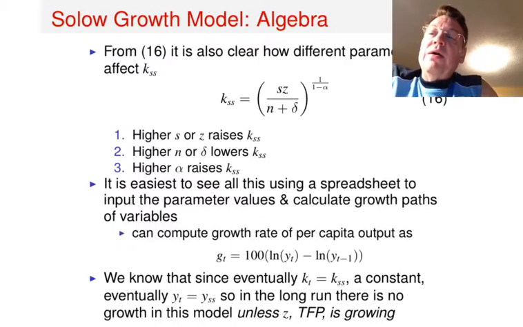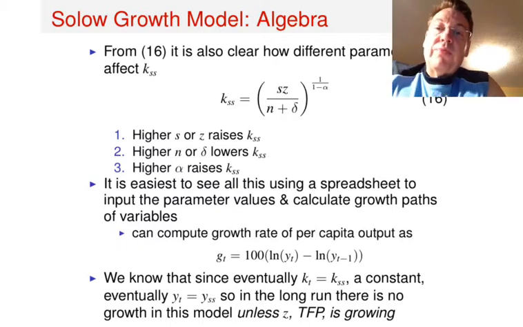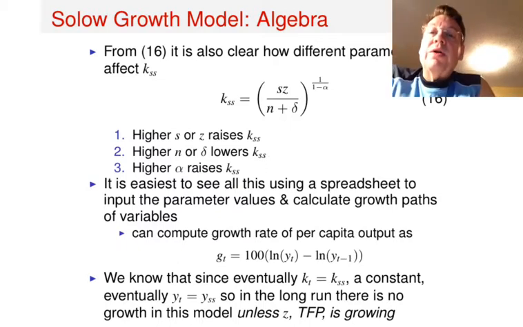On the other hand, a higher population growth rate or higher depreciation rate will lower the capital stock. And if the parameter alpha increases, that tells you something about the productivity of capital. In that case, the steady-state capital stock will rise.